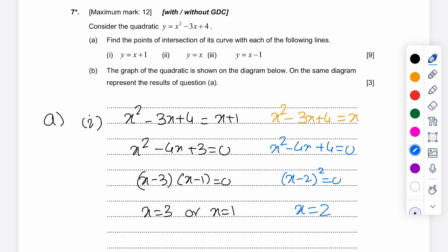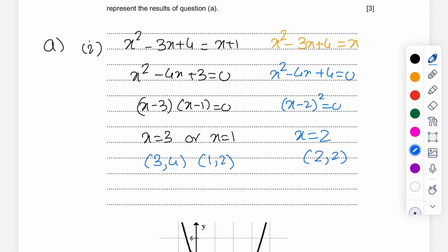So we have to find the points of intersection also. For here, it's going to be (3, 4) and (1, 2). Then when x equals 2, y is also equal to 2, so (2, 2). And finally, what is the thing? He's asking y equals x minus 1.